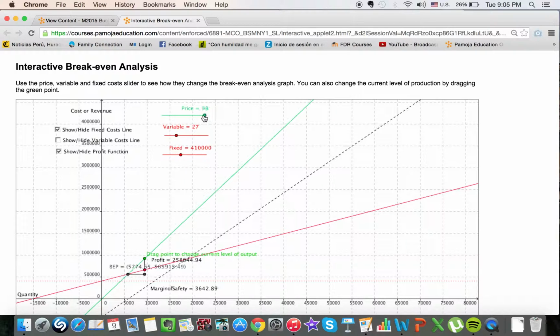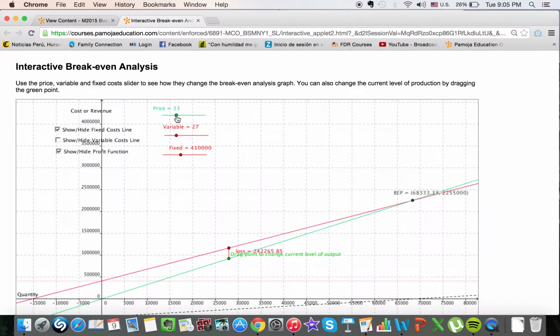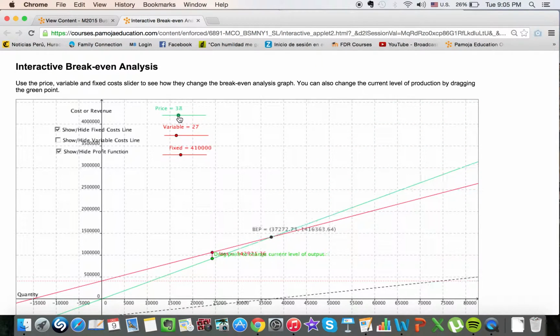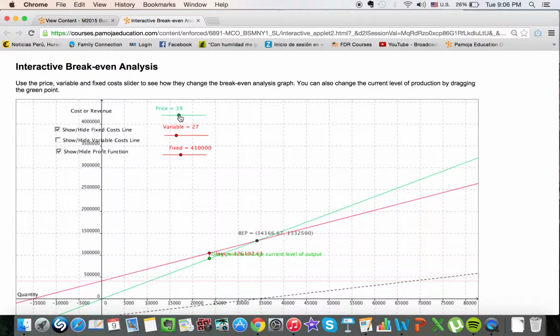If I decrease my price, what you will see is that the break-even point starts increasing. This means that I will have to work harder to reach the break-even point. I will have to produce more output. Next, we can see, let me organize these lines first.